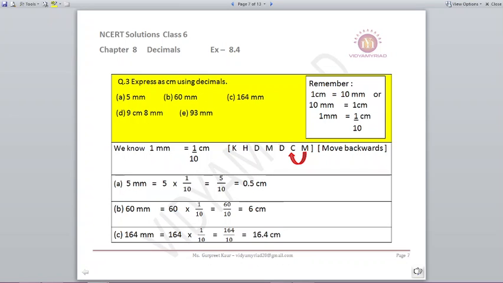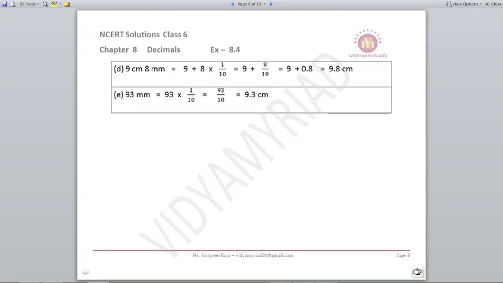So 164 upon 10, only one decimal place is there. So that is 6 and 4 in between, you will put the decimal. Answer is 16.4 centimeters.